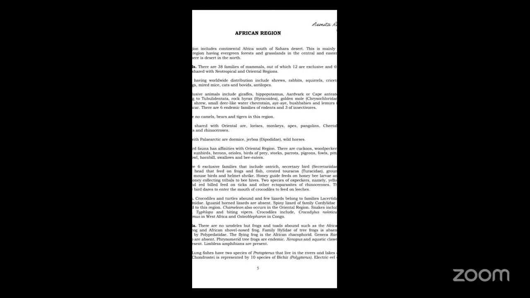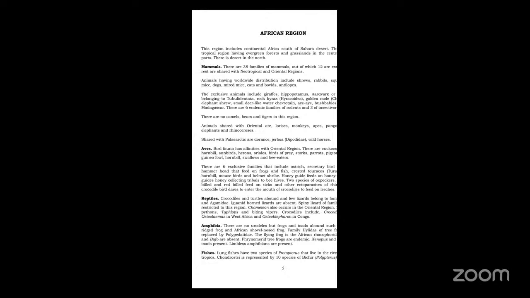That means only 12 families of these mammals are found in this particular region, whereas others are also present in the neotropical as well as the oriental region. The animals having worldwide distribution, meaning they are present throughout the other regions also, include shrews, rabbits, squirrels, mice, dogs, the myrid mice, cats, and bovids as well as the antelopes.